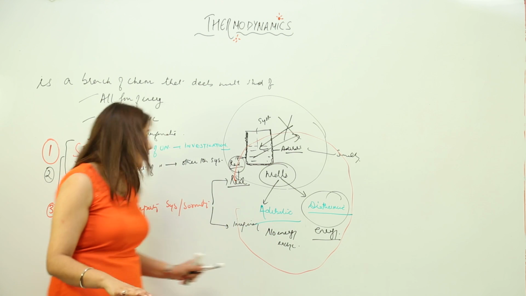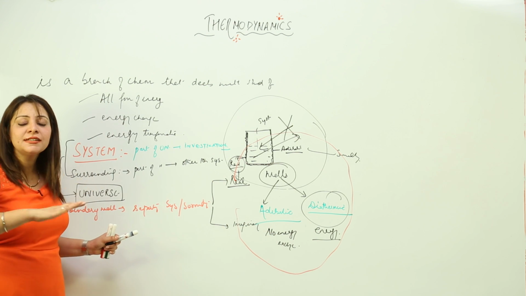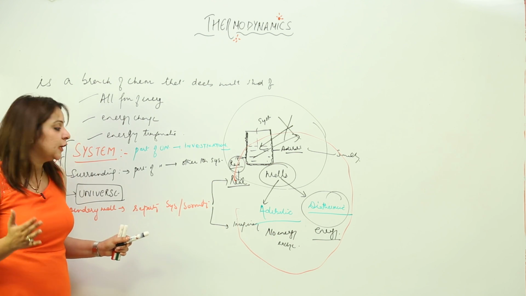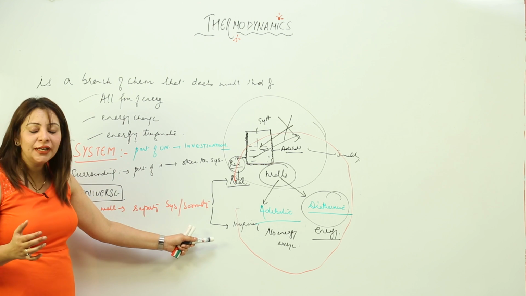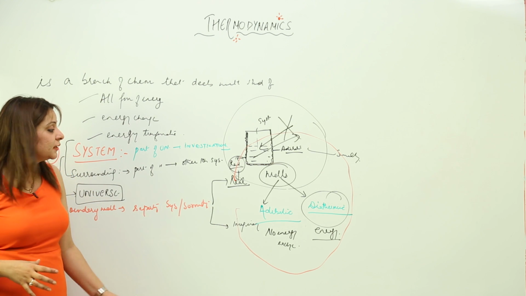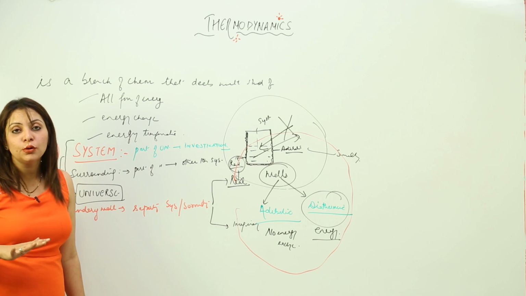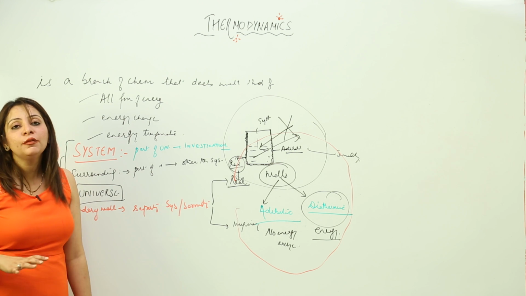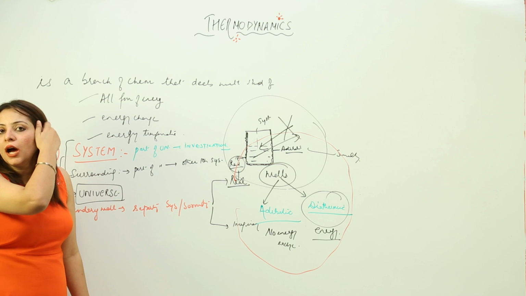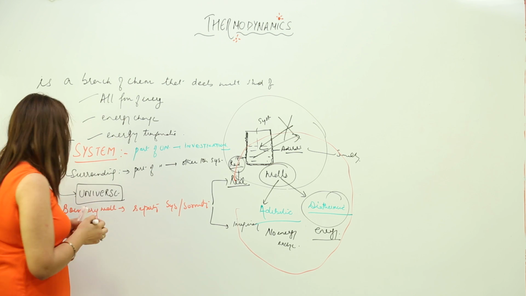I think it's clear that the boundary is just a separating surface that separates the system from the surrounding. It can be real or imaginary. As far as the wall is concerned, we can have the adiabatic wall, which will not allow energy to go in or out of the system, and the diathermic wall, which will allow energy to flow in or out.